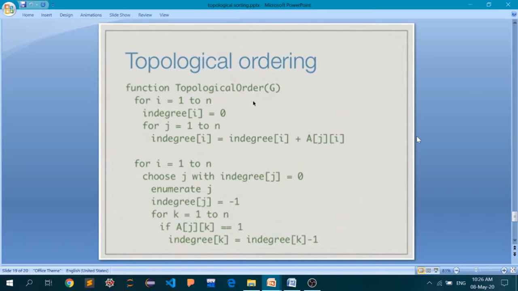Now this is the algorithmic representation of the topological sorting or ordering, as you can call it. As you can see, this particular topological ordering algorithm consists of two parts, the first part and the second part. The first part is mainly for calculating the initial in degrees. Let me reiterate that, for calculating the initial in degrees of all the vertices in a particular graph, a DAG or directed acyclic graph, that is a particular problem.